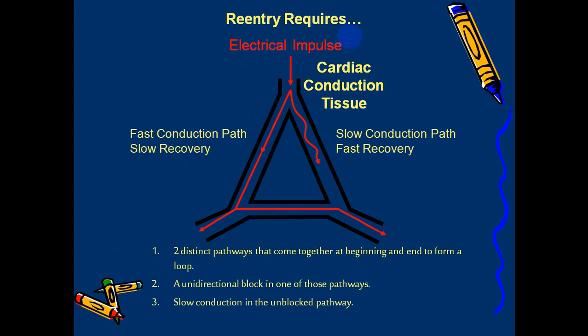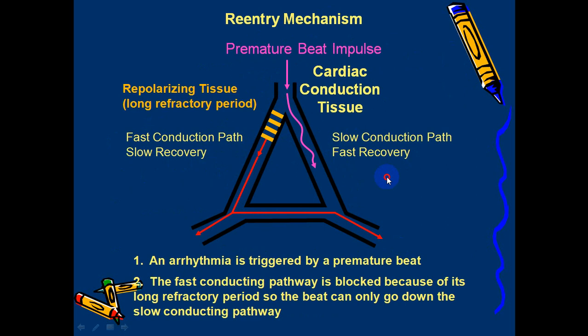So if the electrical impulse is coming, there are two limbs. One limb, one way, is the slow conduction, by the way. The second is the fast conduction. But the difference is that in the fast pathway the recovery, the refractory period, is short. Here is the slow recovery. The refractory period in the slow conduction is longer and takes more time. Normally the impulse passes there.